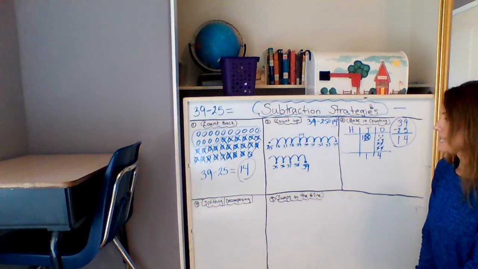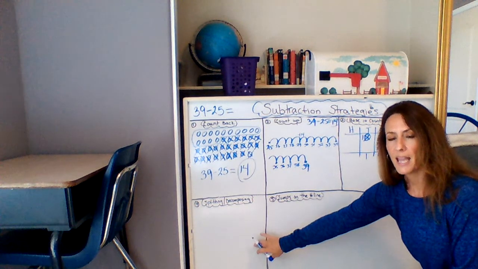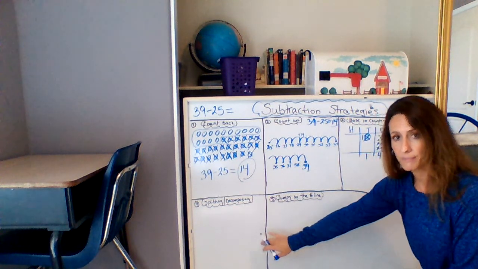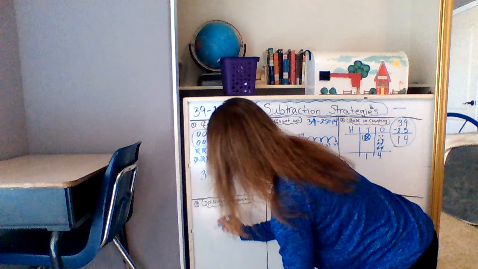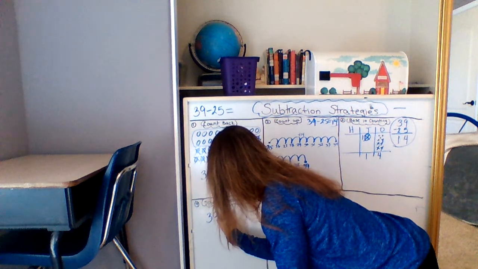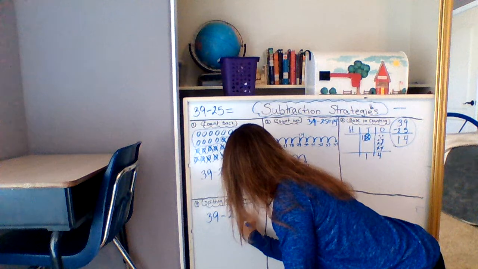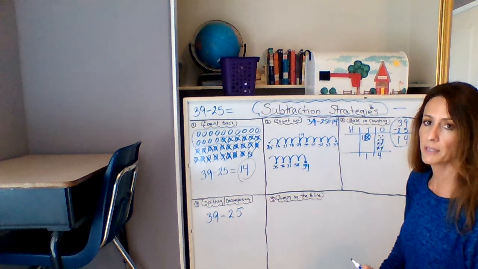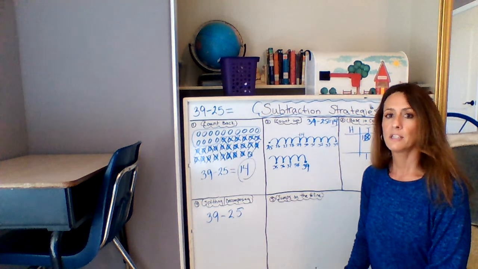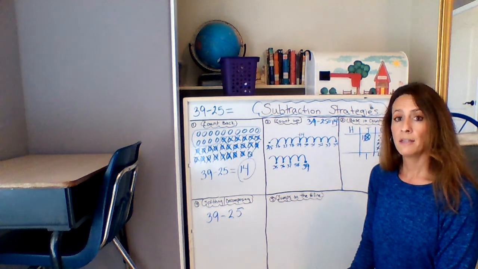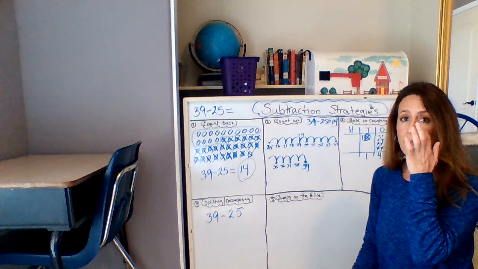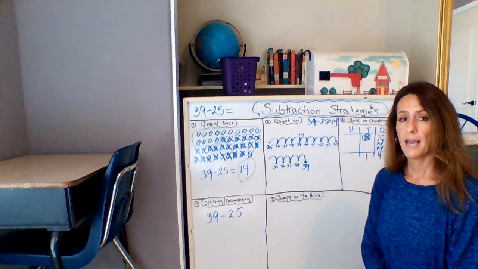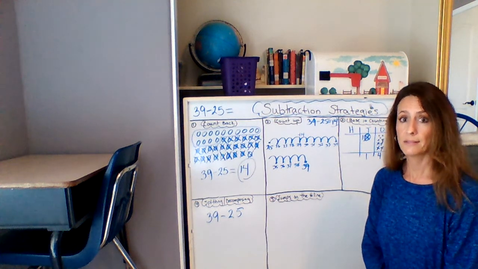Okay, now let's come over here and see what it looks like when we use splitting and decomposing. Okay, all right. So I'm going to go ahead and write 39 minus 25. But this time, I'm going to use a strategy of splitting or decomposing. And again, splitting or decomposing simply means that you're bringing it back to expanded form and adding up your like numbers, like your tens and your ones.